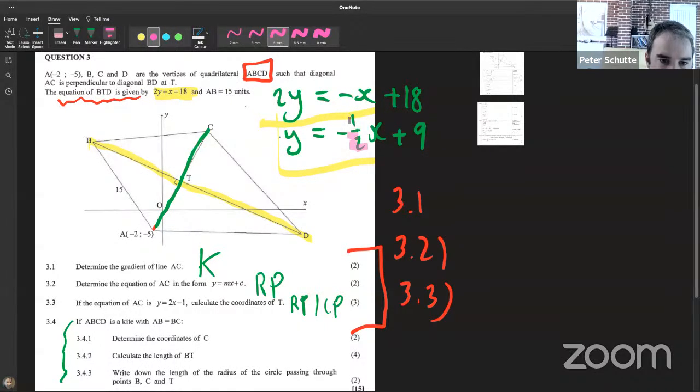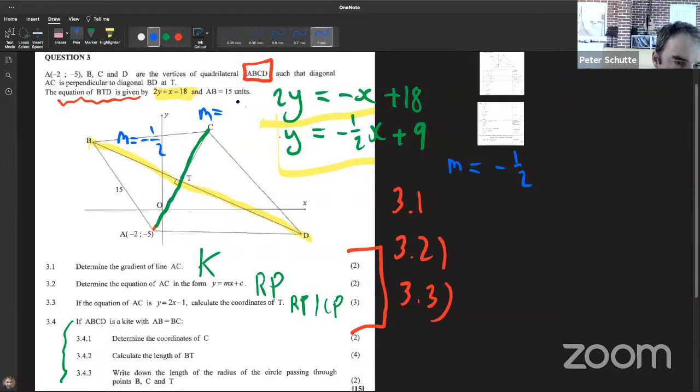Okay, now hiding in that is the gradient. So you now have the information. The gradient of the yellow one is -1/2. Now that makes sense. Can you see it sloping down? That means the gradient of this one is going to be +2. And so your answer for this is +2.